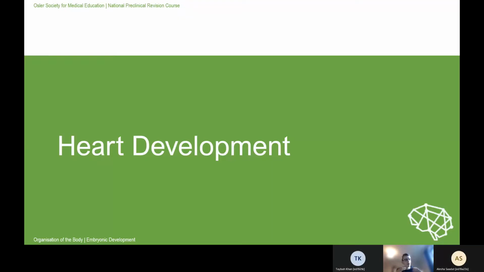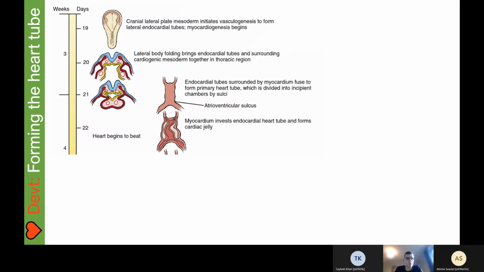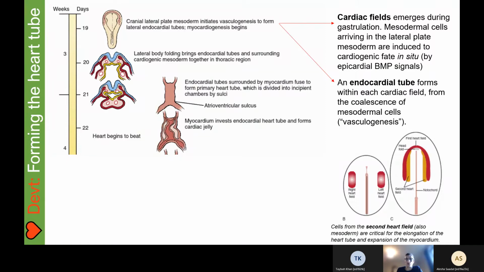All right, let's hit off another system, the heart. The heart is a really important developmental system to know, and based on my experience in the Oxford system, it's probably the one you're most likely to be questioned on. So a reminder that you get these cardiac fields, which are mesodermal structures. They're in the lateral plate mesoderm, and they arise during gastrulation, with the cells that migrate and end up in that position being induced to adopt these cardiac fates.